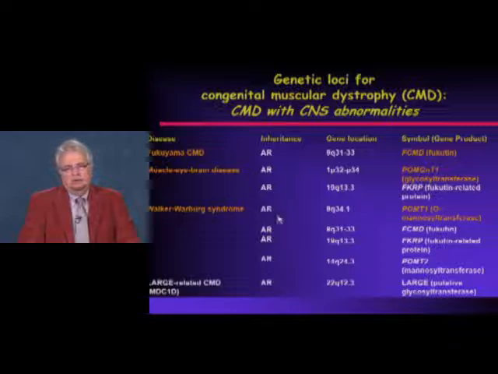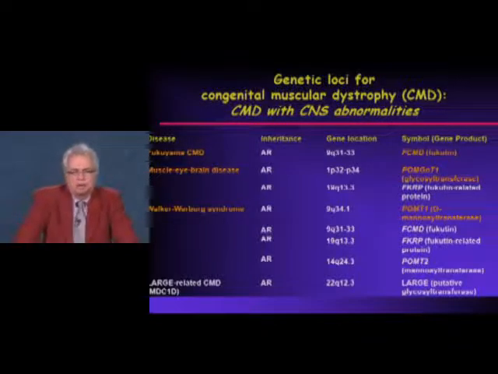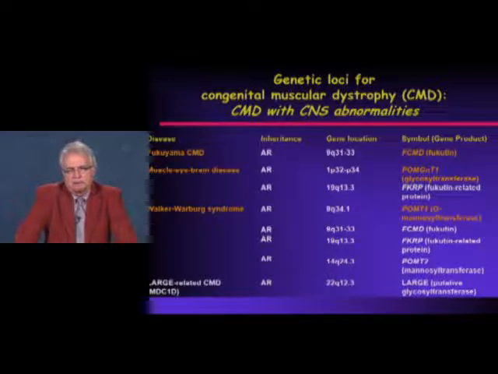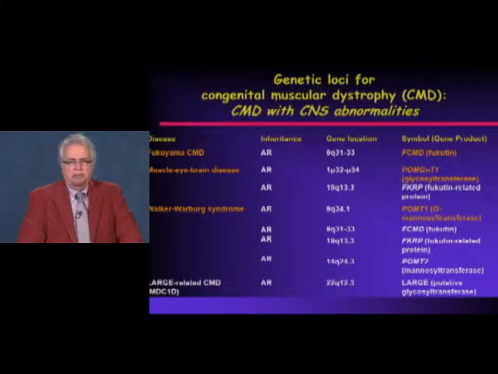These are autosomal recessive types of muscular dystrophy due to mutations in different genes, like the fukutin gene in Fukuyama, POMGNT1 in muscle-eye-brain disease, and POMT1 in Walker-Warburg syndrome. But as time went on, we discovered that these dystrophies can be caused by mutations in many of these genes. So you can have, for example, Walker-Warburg syndrome due to mutations in POMGNT1 and so on. And the list of genes has expanded tremendously.